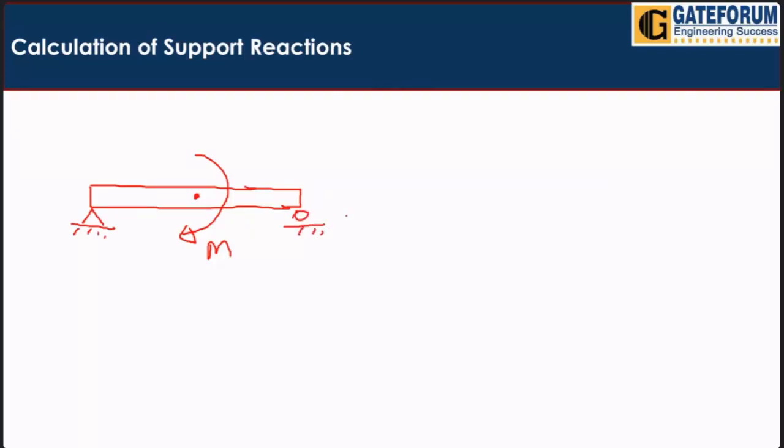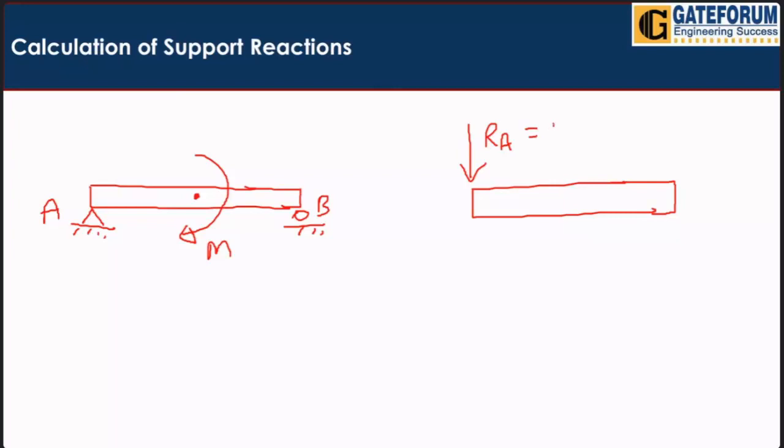So what happened? First of all, the magnitude will be M by L, RA and RB. Here this is point A and here is point B. So RA will be equal to M by L, and this side RB will be equal to M by L. Both will be the same, equal to M by L.